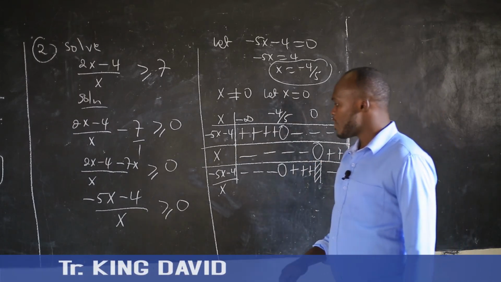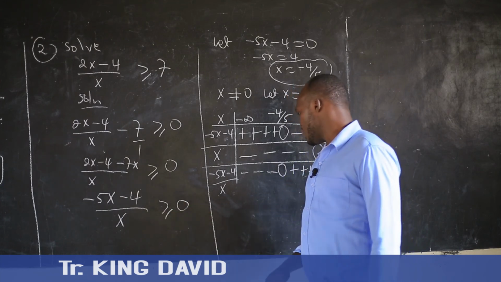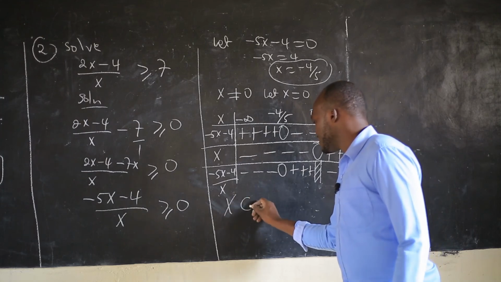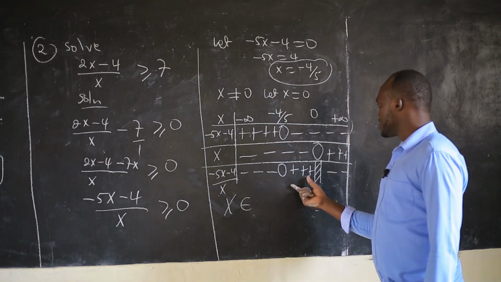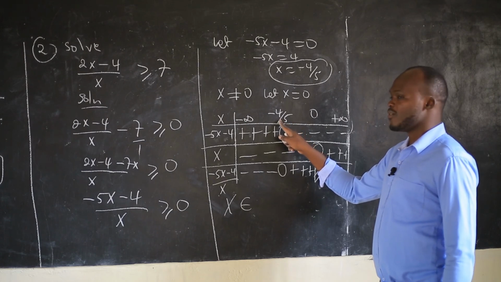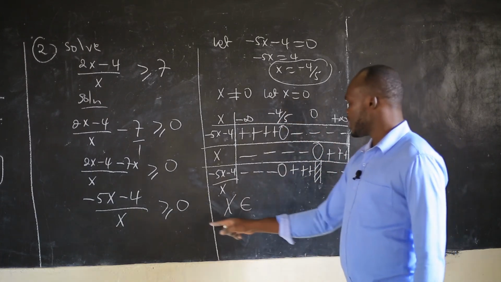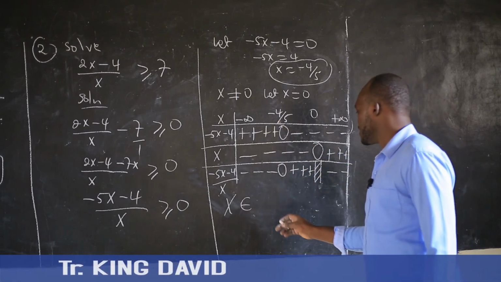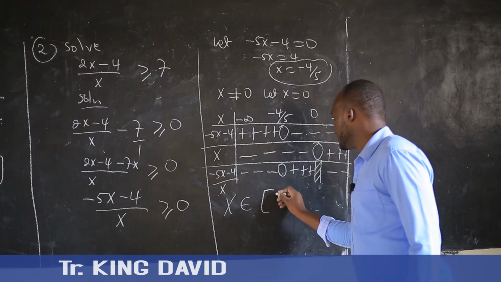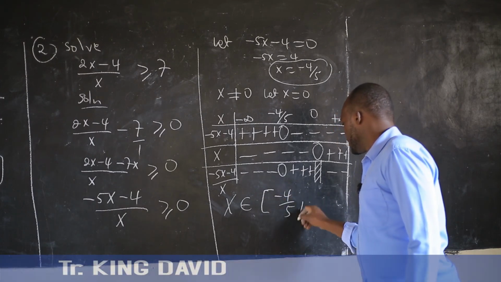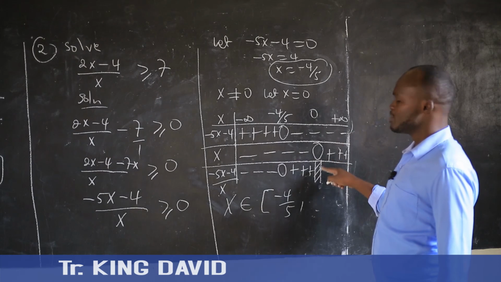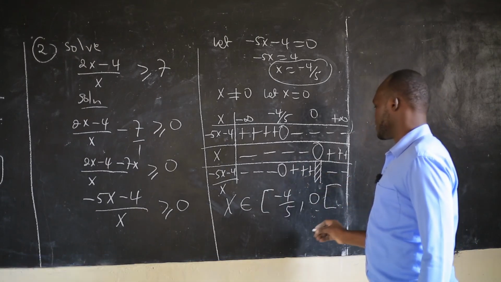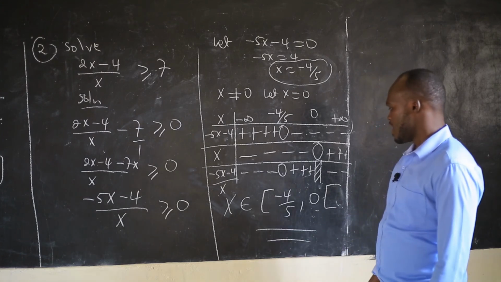Now, our inequality is greater or equal. Greater means where we have positive. So x will be a member of where we have positives here, between negative 4 over 5 and 0. But remember, it is greater or equal. This negative 4 over 5, because it is giving us 0, will be included. But when you reach 0, it will be excluded because it is giving us undefined. So that is our solution set.